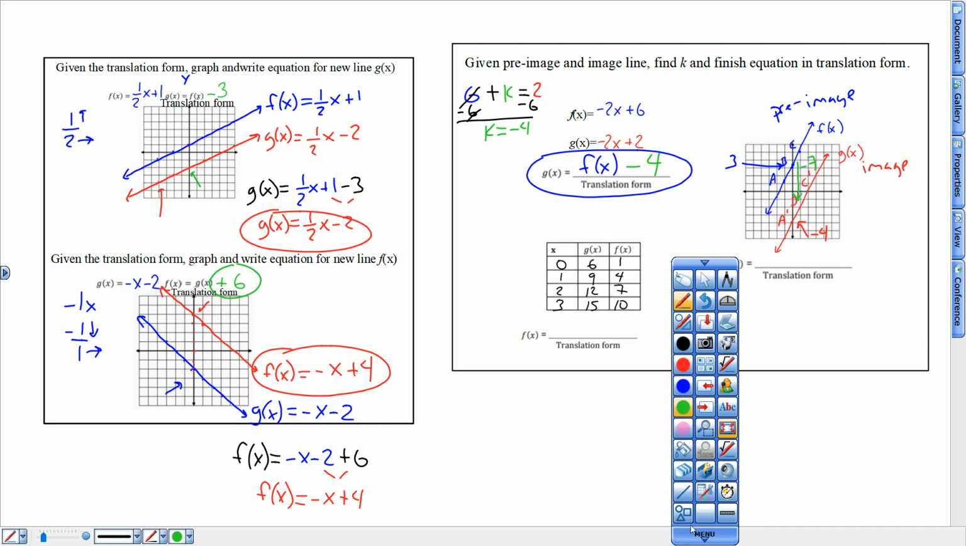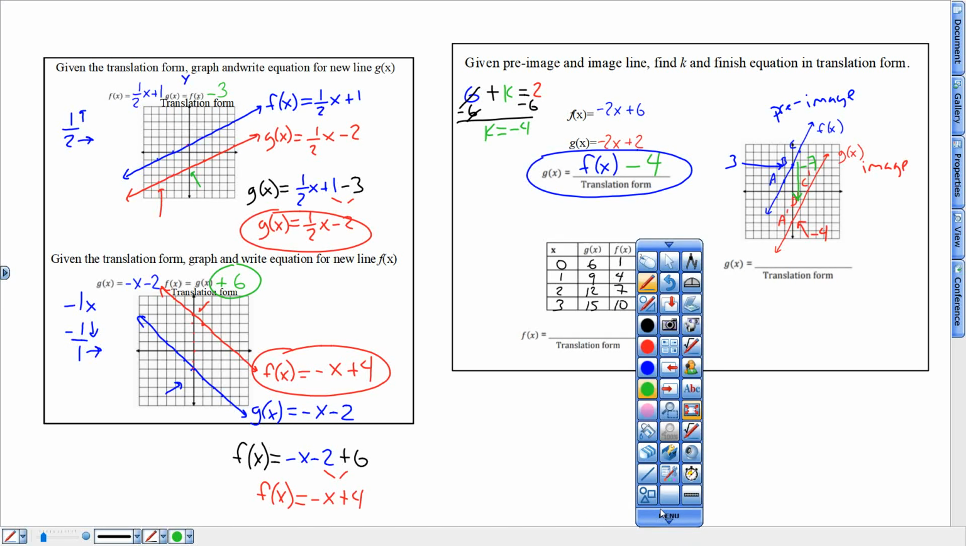Some people right away see that the new line, that red g of x line, came from that first line being moved down 7. That's the translation form I'm looking for. Or you could have took those y-intercept numbers, that 3 plus some unknown k number, equal that -4. And if you solve that algebraically, you should see that the k number is going to be -7, going down 7.